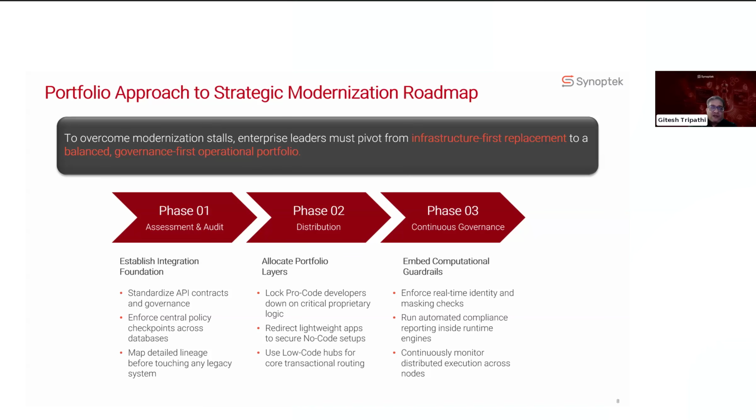So phase one is an assessment and audit. Before you touch a single line of legacy code, you must establish your integration fabric. This means standardizing API contracts, enforcing central security checkpoints, and mapping out the full end-to-end data lineage of your legacy code. This phase is about establishing total visibility and control over data pathways.